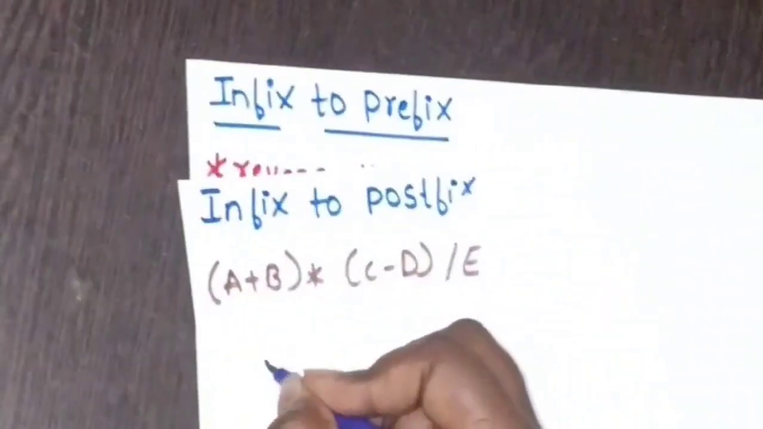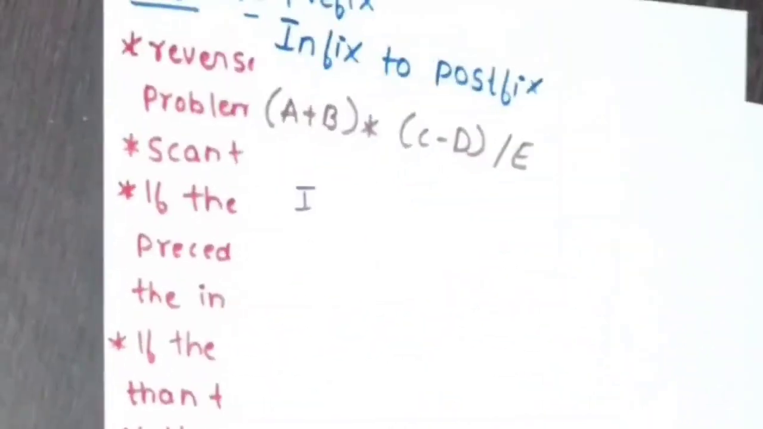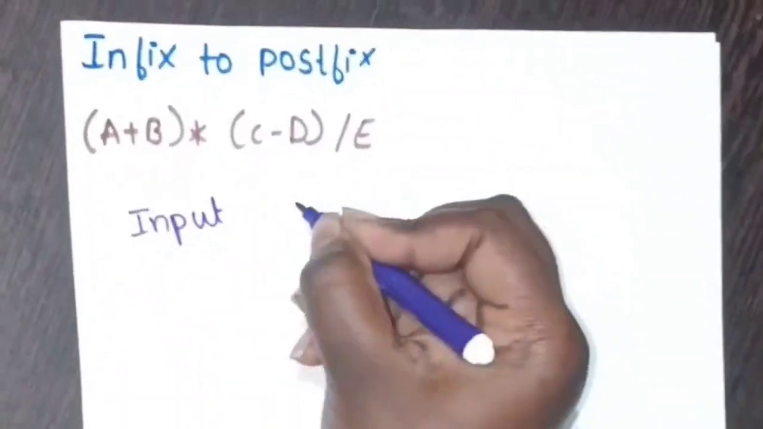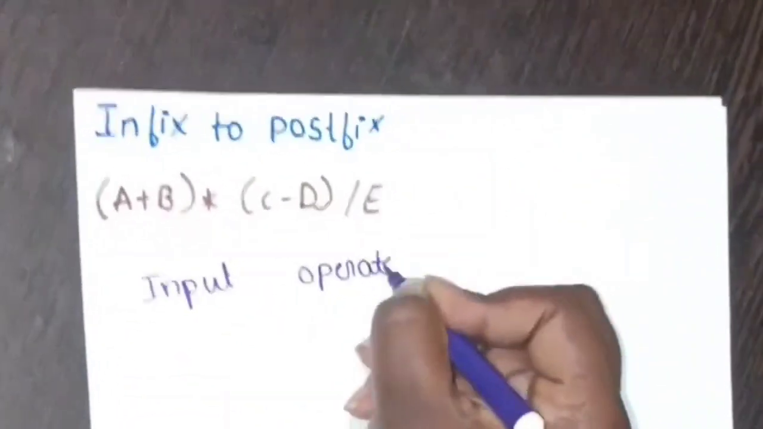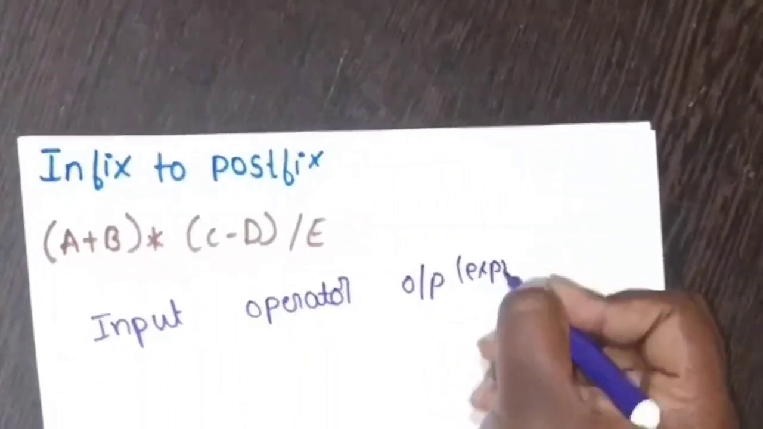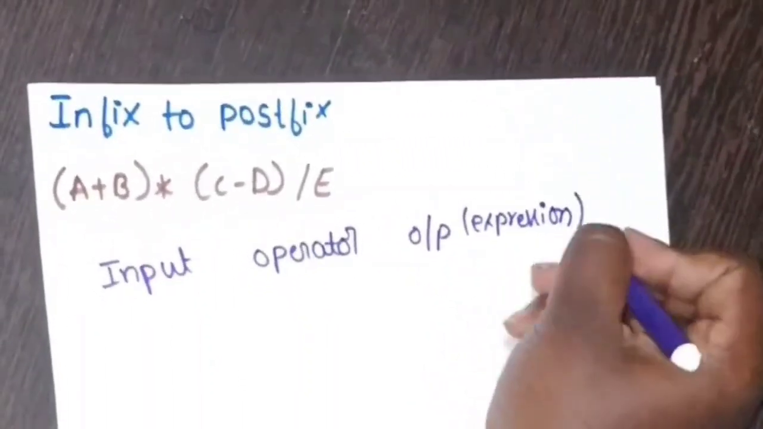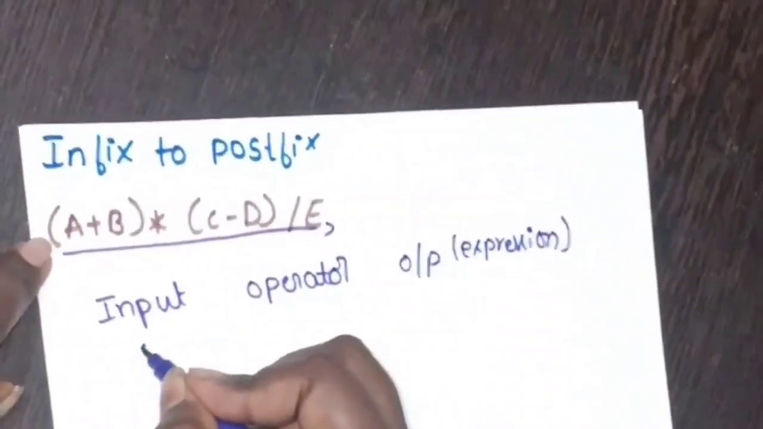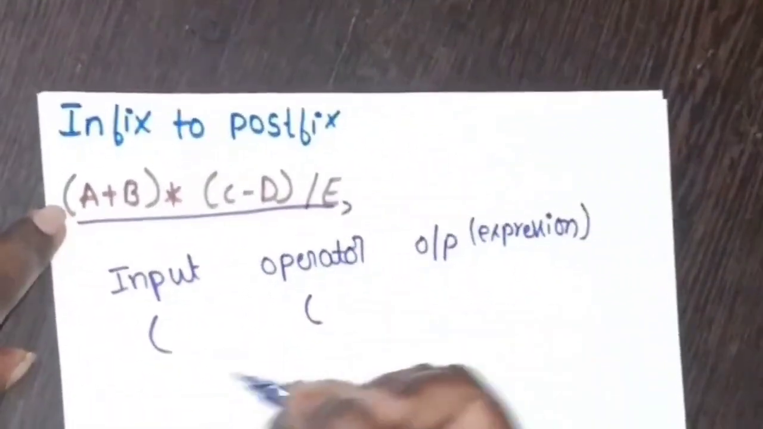So here you take input, operator, and output. Output is nothing but the expression. So from which direction we need to go? We need to go left to right. So let us start with the left. Input is parenthesis. We will keep it in the operator stack.